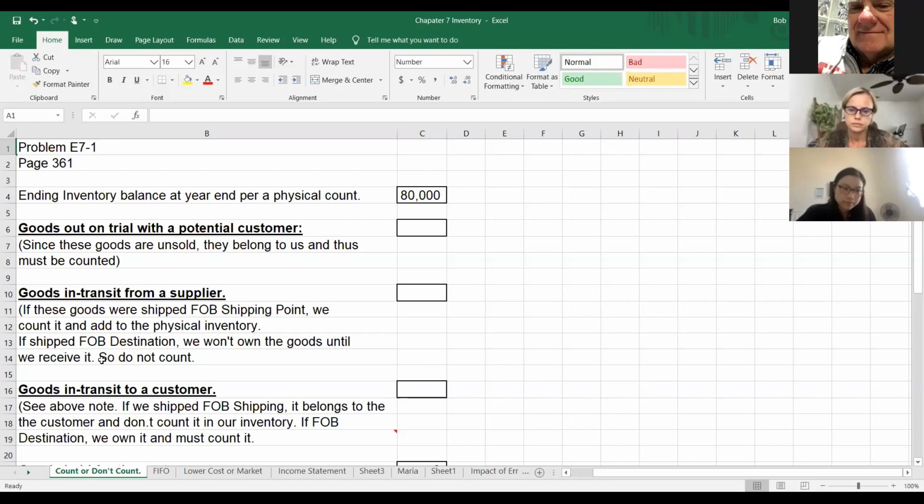Bear with me because this is a fairly significant item. If you look at problem E71 in your book, if you have it there, I assume you got the same thing. Okay.